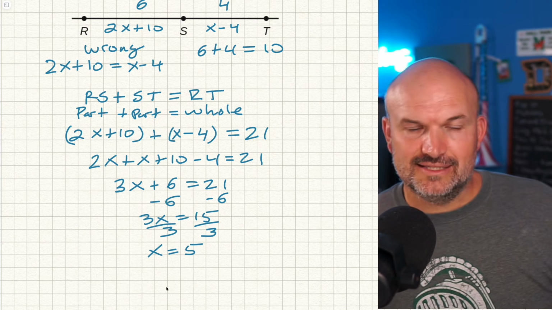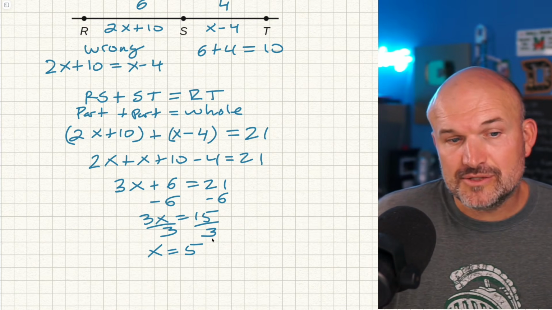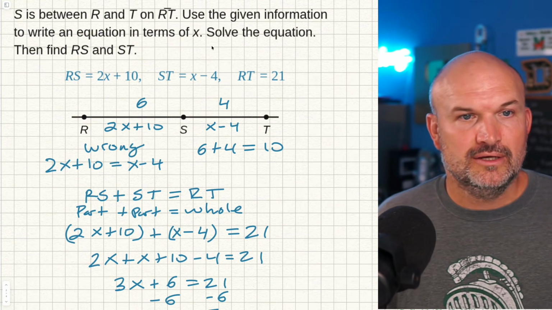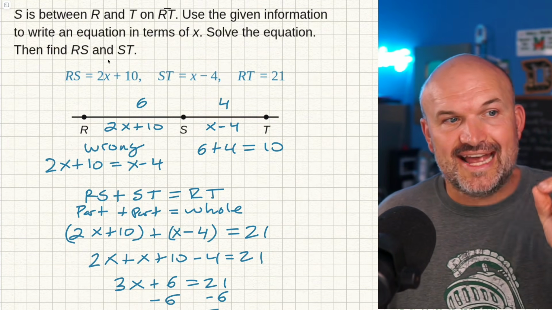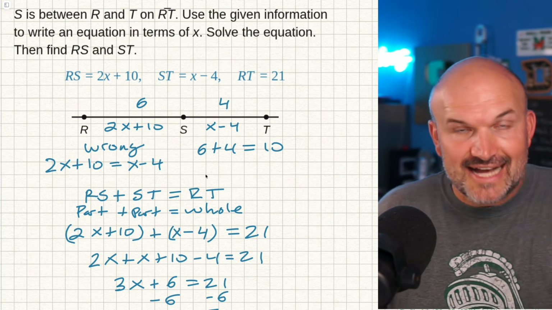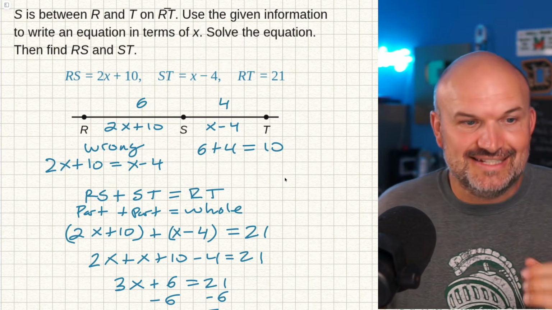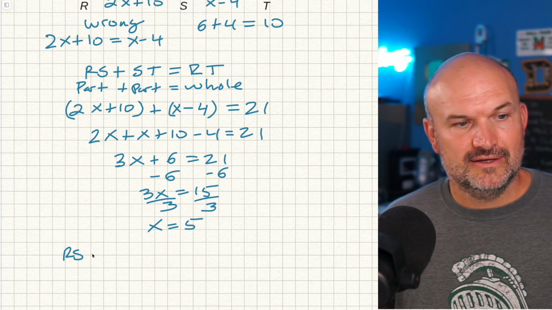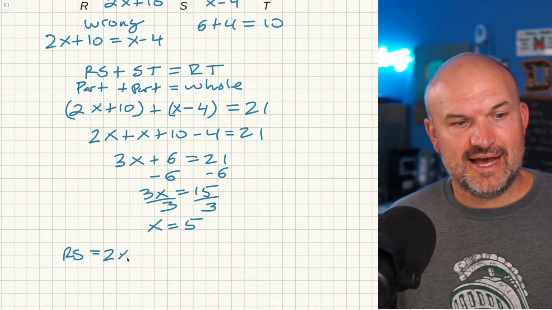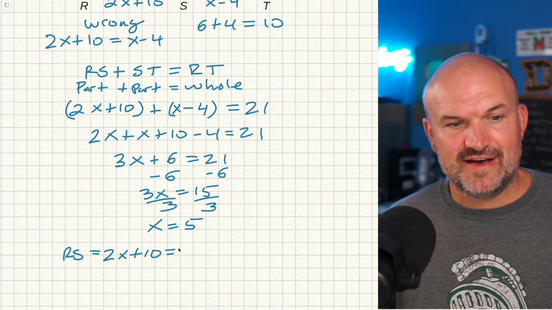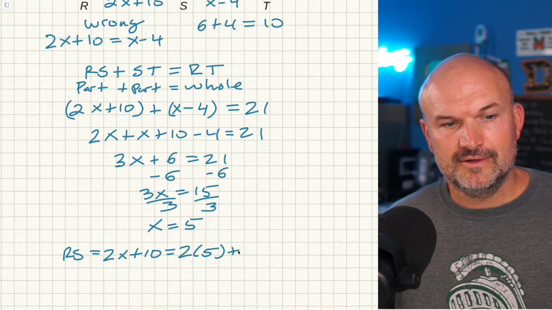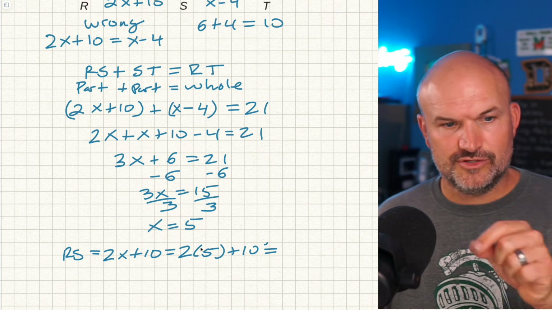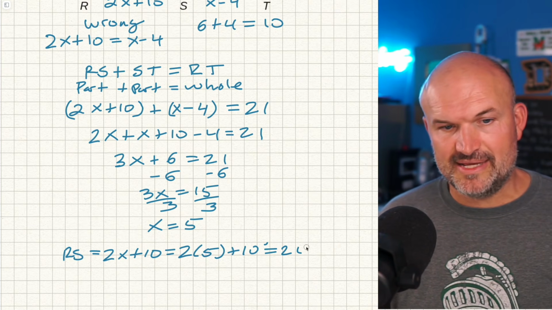Now I didn't highlight it like I did in the last example, but again, we got x equals 5, right? I'm not going to walk away and just end the video. I want to go back and read the question. Solve the equation. Find RS and ST, okay? x is not RS and ST. We need to find the values of those two. So we can say that RS is equal to 2x plus 10. So if I want to find the value, I'm going to plug in my 5. 2 times 5 is 10. 10 plus 10 is going to be 20.